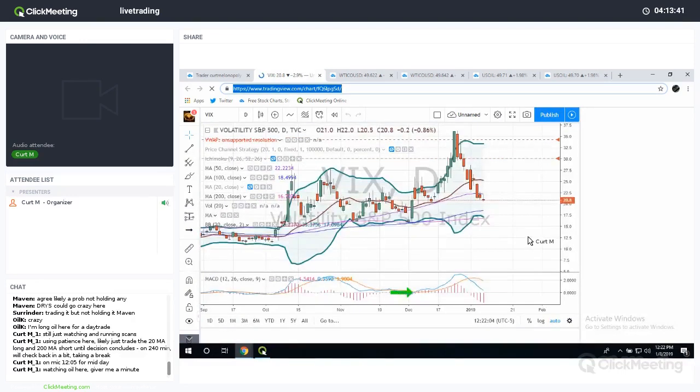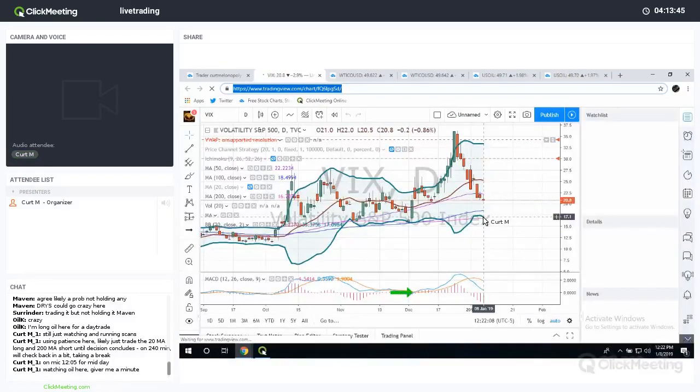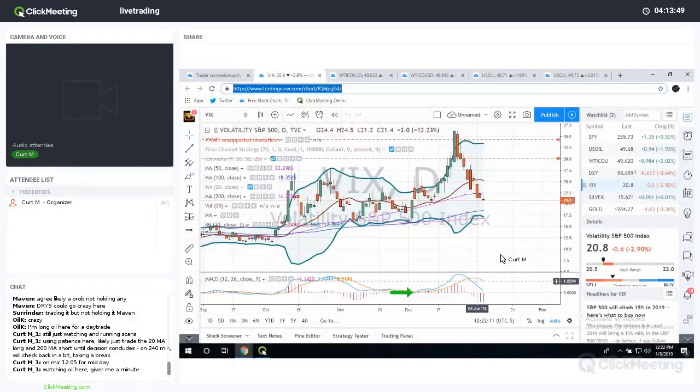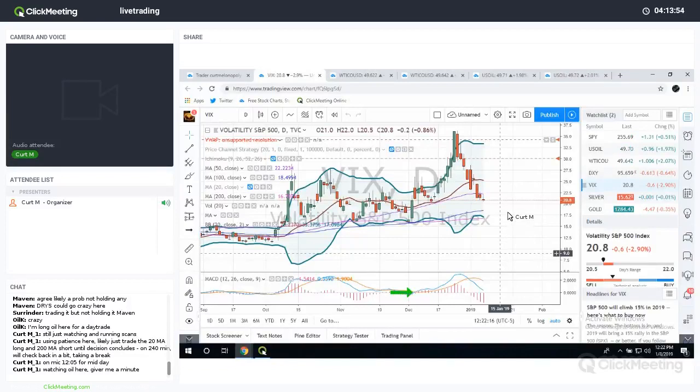Those are the workers here. Sorry, guys. Okay, volatility on the daily, 20.8. Lower Bollinger in the round 17. MACD trending down. So not ready for a bounce yet.